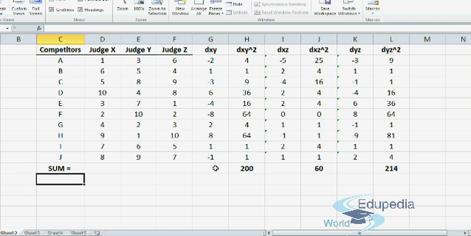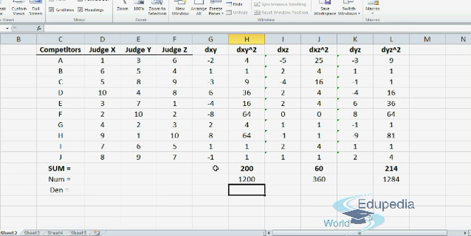Next, I can use the formula. I have a numerator and a denominator. Let me do that step by step. In the numerator, for X and Y, the value would be 6 times the value here, right? That is 6 times summation dxy square. Similarly, for these two, the value will be 6 times the corresponding value of the sum of the square of the d, that is the deviation.